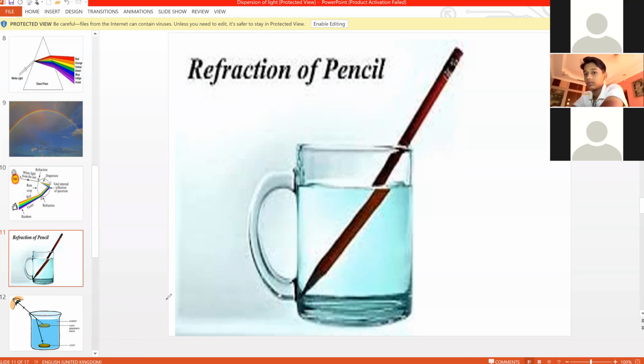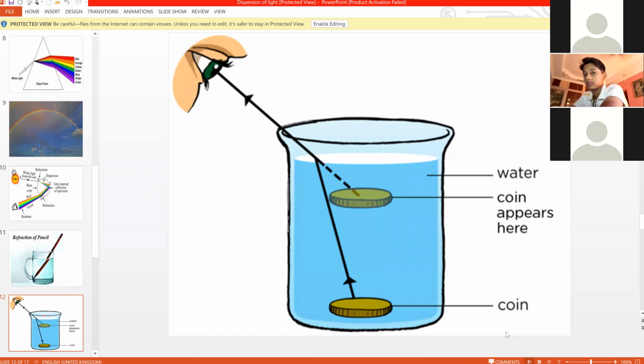There's a coin example. So, for example, you take a beaker, pour water in it, and then place a coin inside that beaker. If you see from your eye, what will you notice generally? A coin placed at the bottom of the beaker containing water seems to be raised.